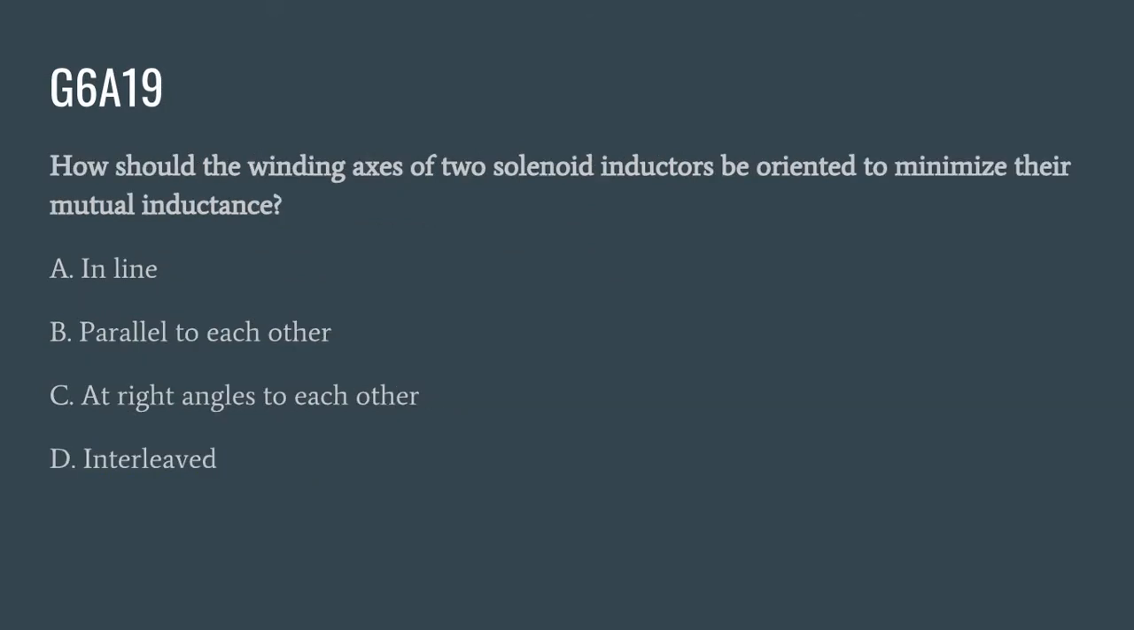G6A19, how should the winding axes of two solenoid inductors be oriented to minimize their mutual inductance?